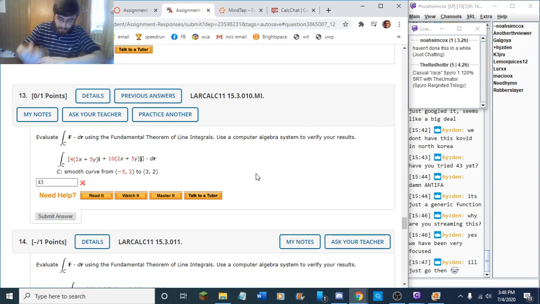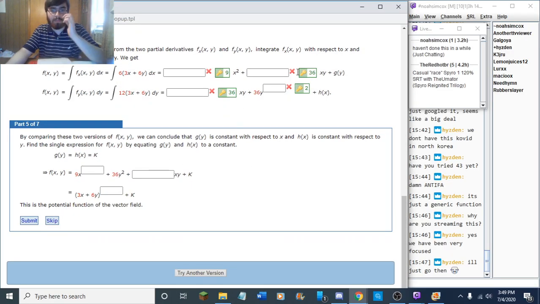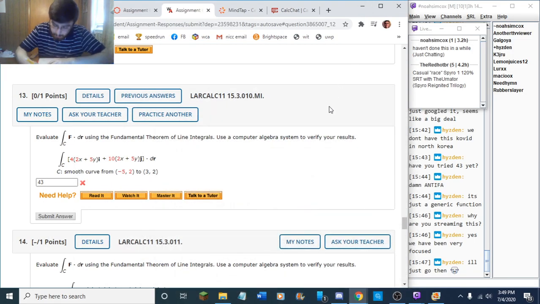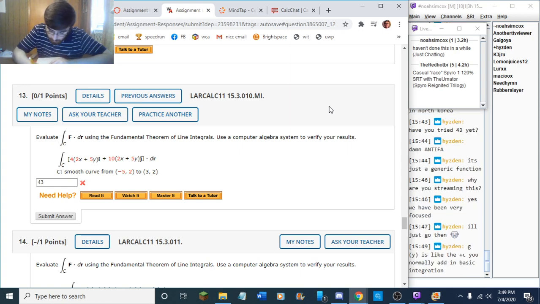Oh man. 4x squared plus 5xy. So they have that, and then they add a g of y. Okay, then whatever, I'll add the g of y. And then the other one is 10, 2xy plus 5 over 2 y squared.